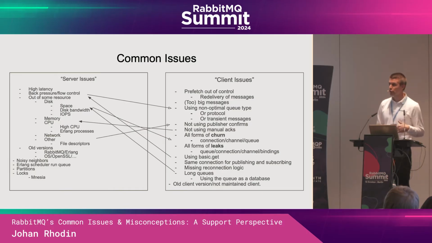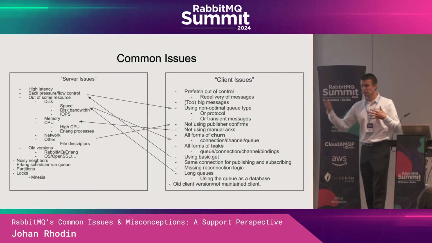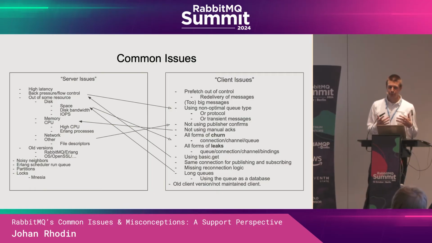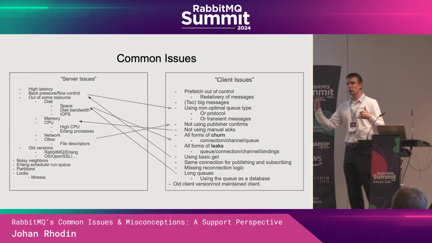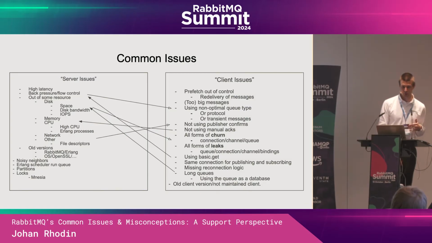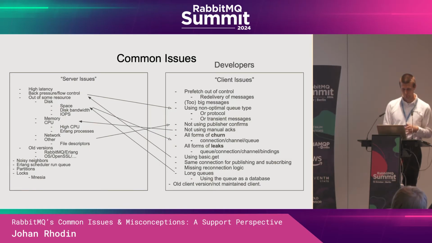And of course, there's a mapping between the two. Some things happen in the client causing something on the server. If there's already a bad state on the server, it will reflect in what the client can do. This is not a complete mapping of how the issues occur.